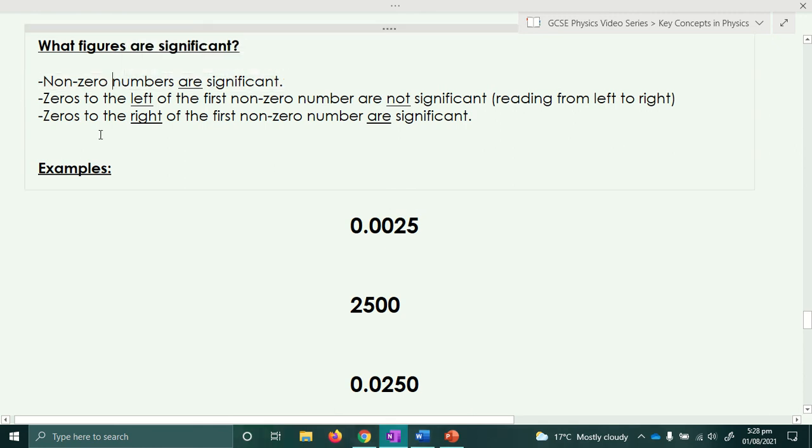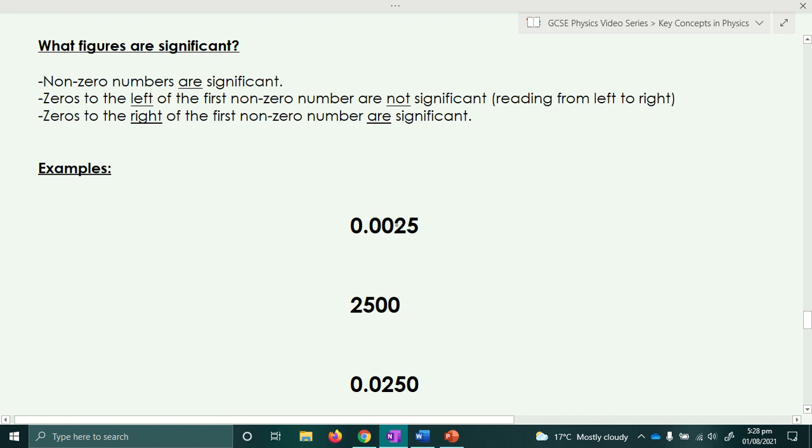Non-zero numbers, so 1, 2, 3, all of those things, are significant figures. So if you see them, that will count. Zeros to the left of the first non-zero number are not significant, and zeros to the right of the first non-zero number are significant, and that's reading left to right. Now that's a load of gibberish to start off with, so let's actually see that in action.